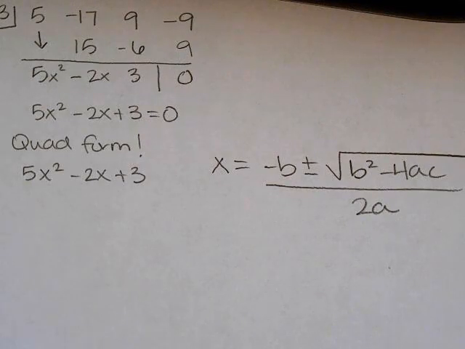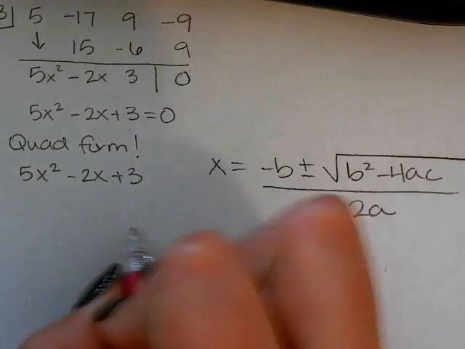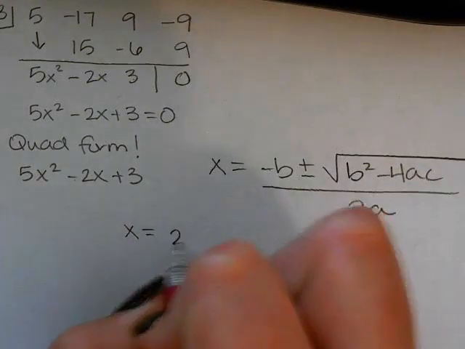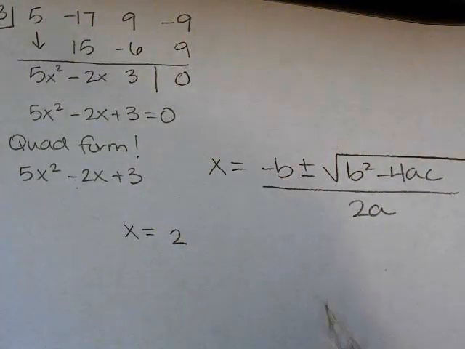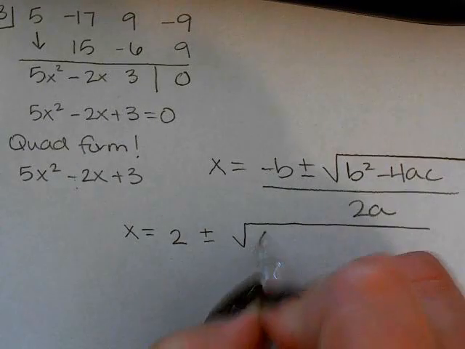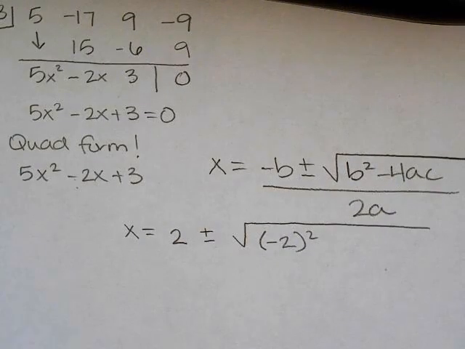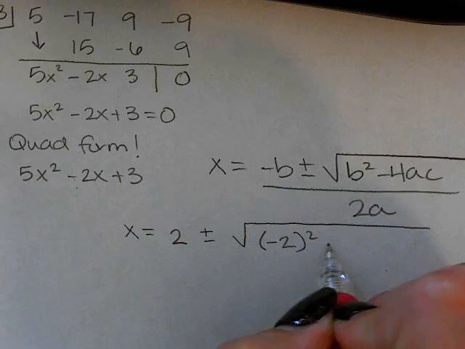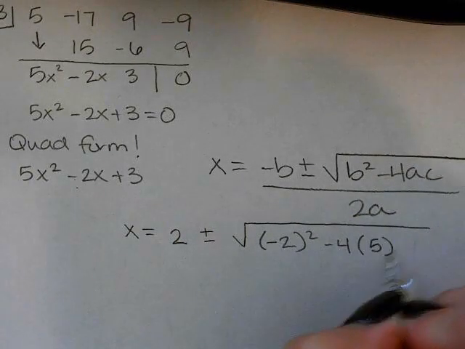So the negative of negative 2 is positive 2, where b is negative 2. Plus or minus the square root of negative 2 squared. Remember, we're putting that in parentheses because we're not trying to kill any otters. Don't want to kill any otters today. Minus 4 times a times c, all divided by 2a.